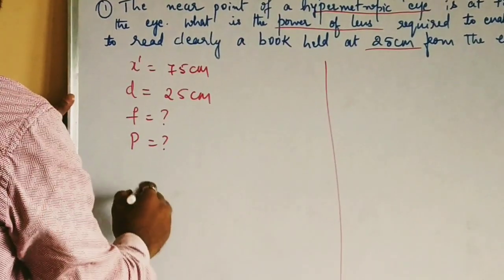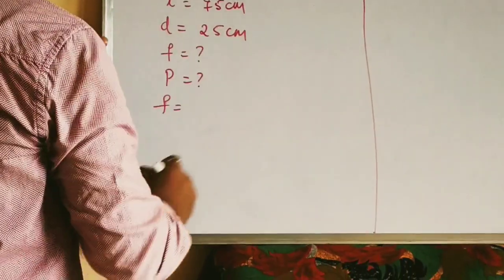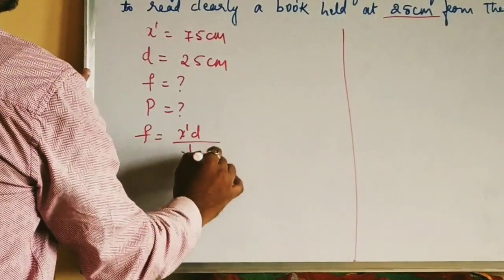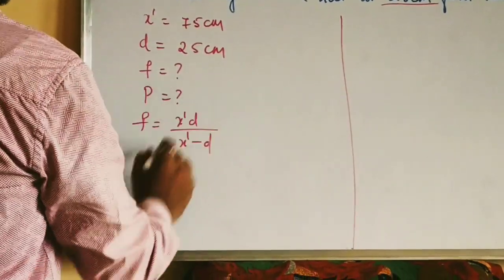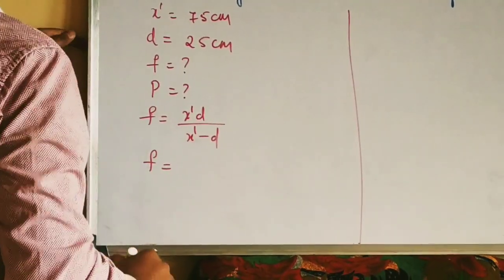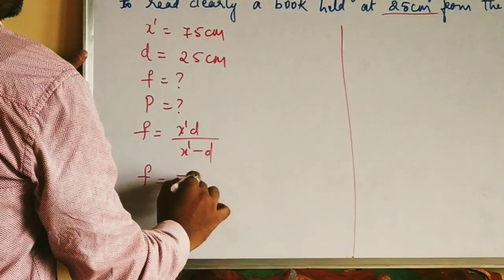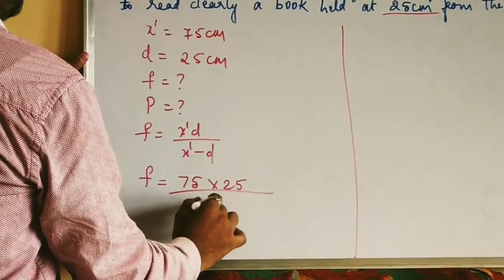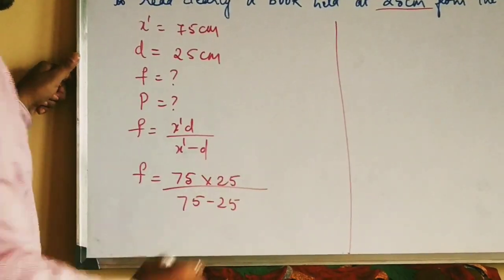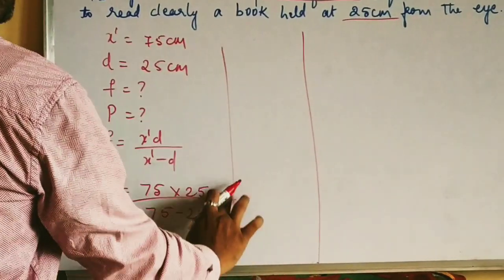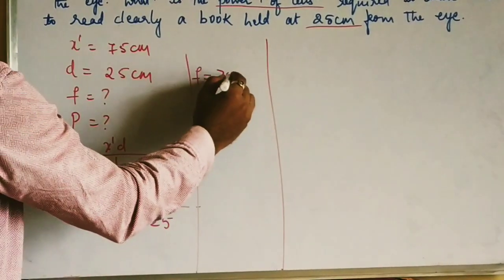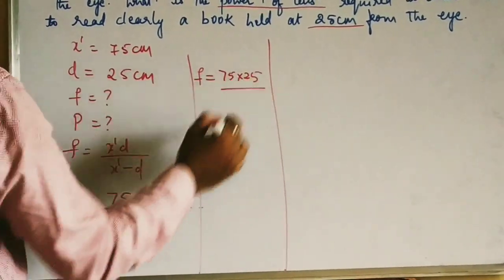Now for the focal length, what is the formula? f is equal to x dash into d divided by x dash minus d for hypermetropia, right? That is the corrected focal length. f dash is equal to 75 into 25 divided by 75 minus 25. What will you get in the denominator? 50, right?